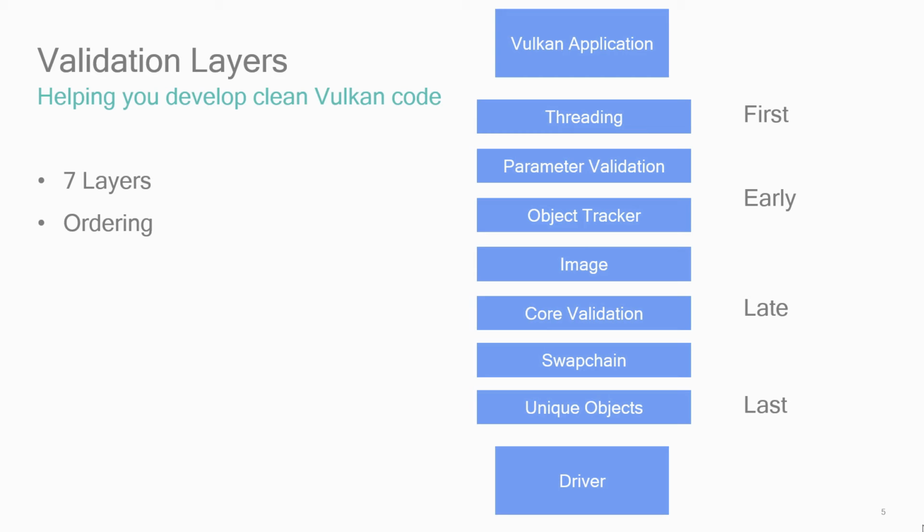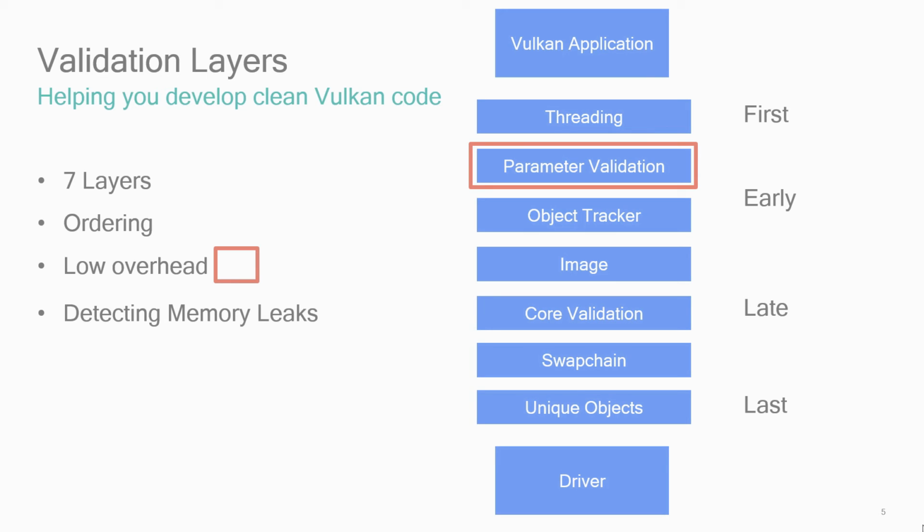Ordering is important because of an increasing set of assumptions when doing validation. Checking for valid parameters should be done first before more involved checks are performed, since latter layers assume parameters are correct. If focused on performance while still debugging, for low overhead, at a minimum, keep VK layer LunarG parameter validation. For detecting memory leaks, at a minimum, keep VK layer LunarG object tracker.